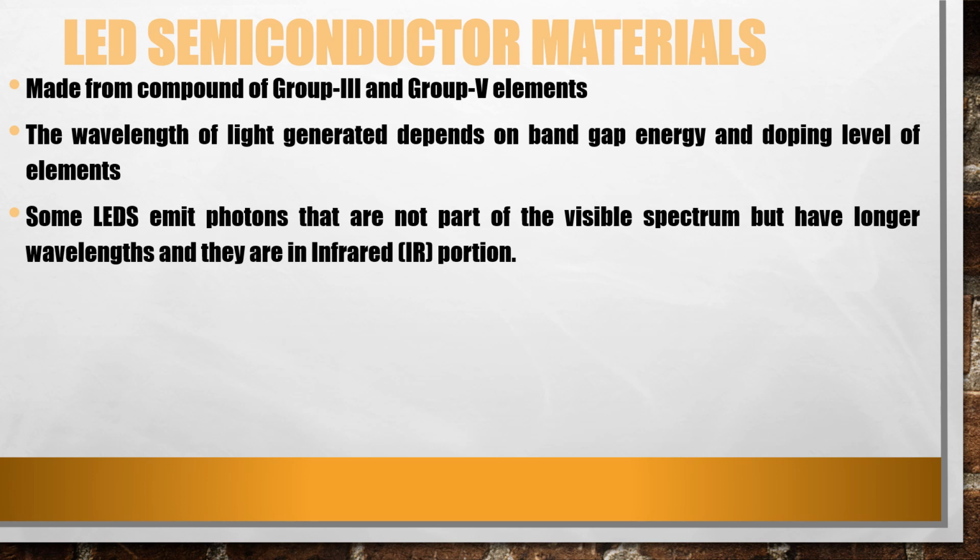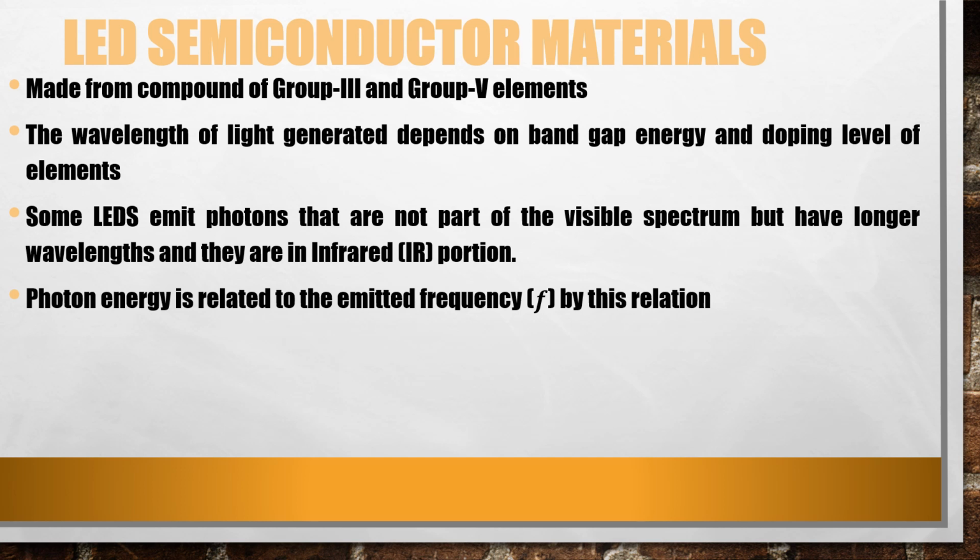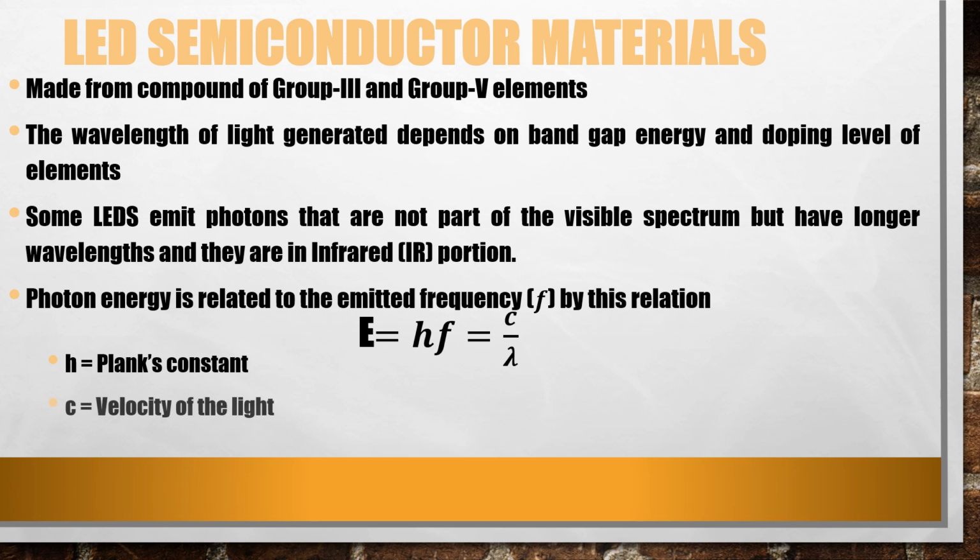Photon energy is related to the emitted frequency by this relation, where E is photon's energy, h is Planck's constant, c is the velocity of light, and lambda is the wavelength of the emitted light.